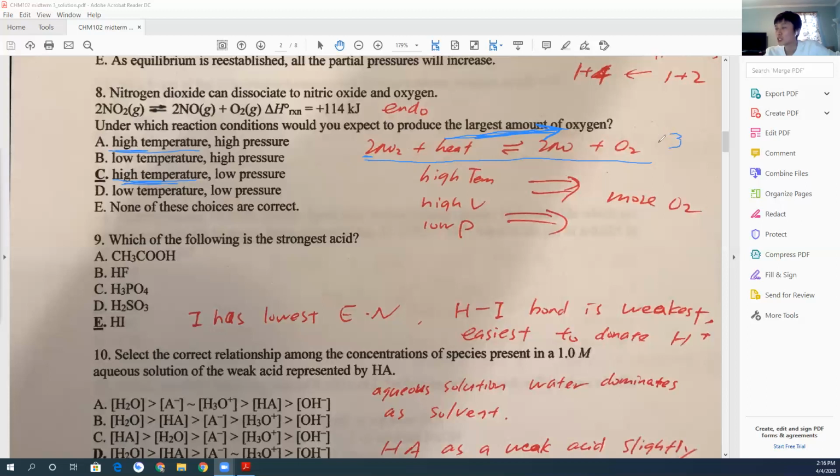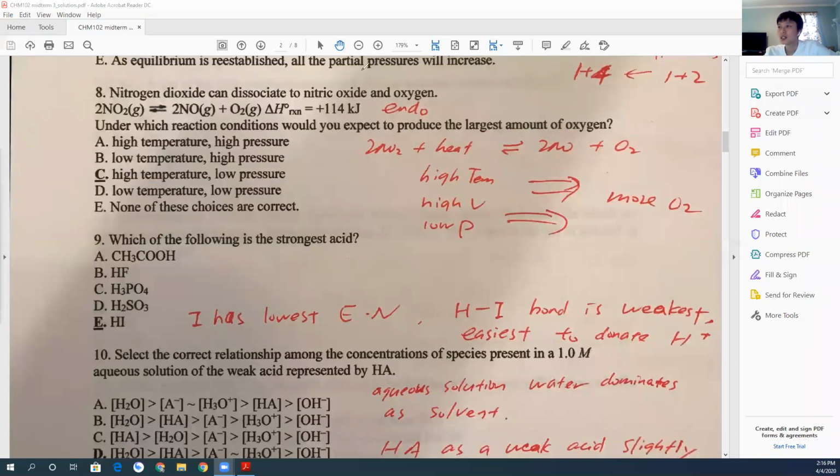So we want to increase the volume, right? Increasing the volume will shift the reaction to the side with the higher total number of coefficients. Increasing volume means lowering the pressure. So we want high temperature and low pressure. So the answer is C.